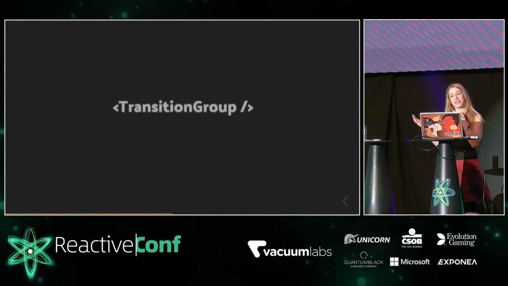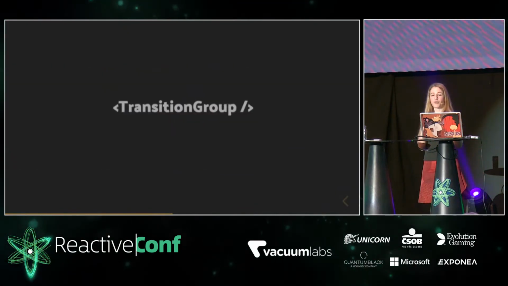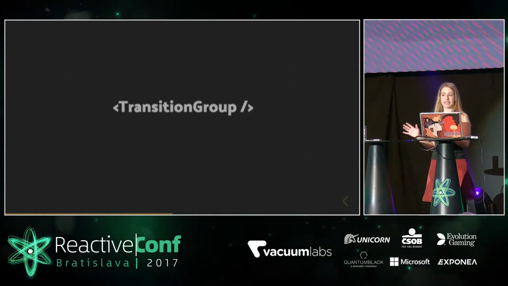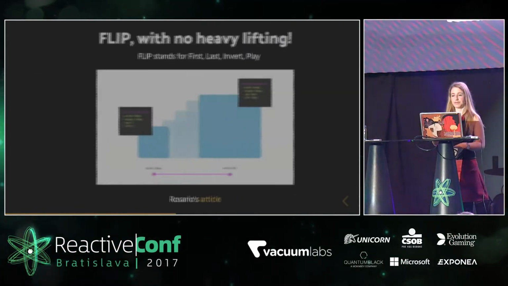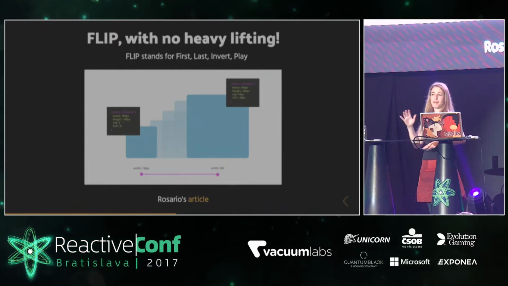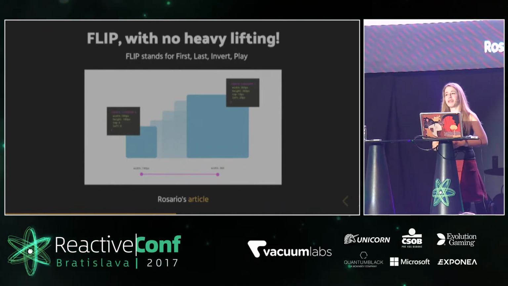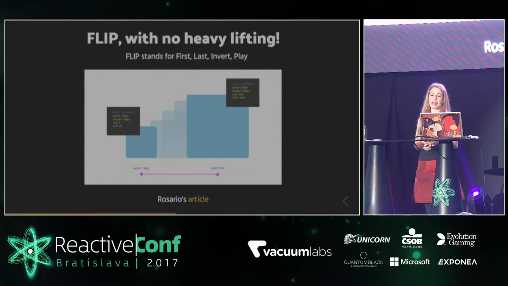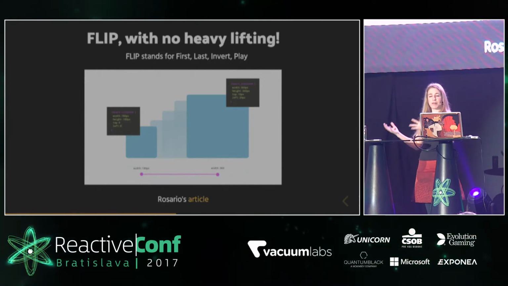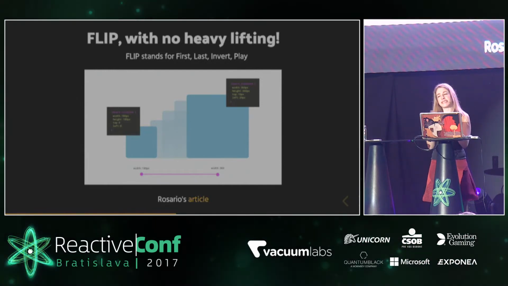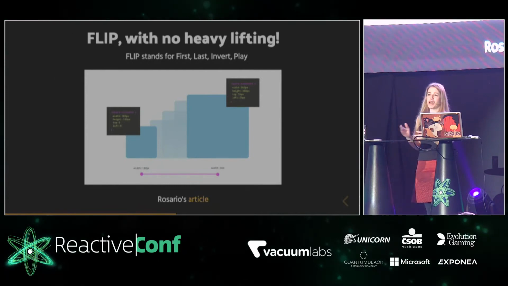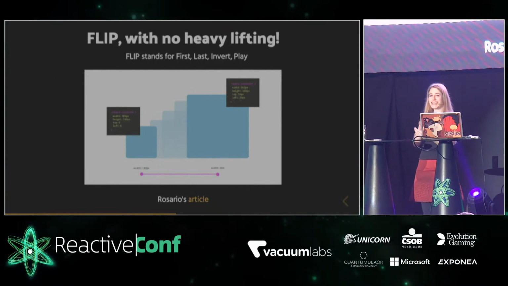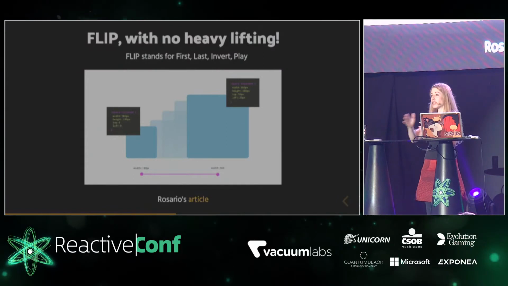Okay, so we know about the transition component. What about the transition group component? Let's take a look at that for just a second, because that's a really fun one. You may or may not be familiar with FLIP animation, but what FLIP stands for is first, last, invert, play. It's one way to make sure that you have really silky, smooth animations on the web. When you animate margin-left, things like that, you cause repaints.